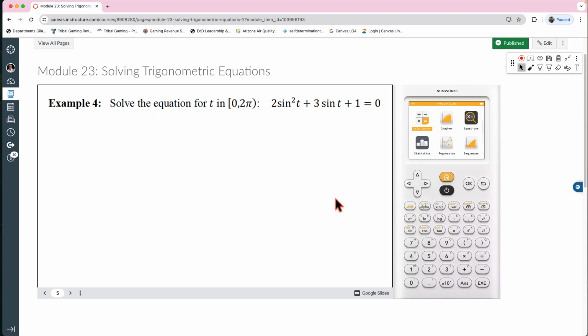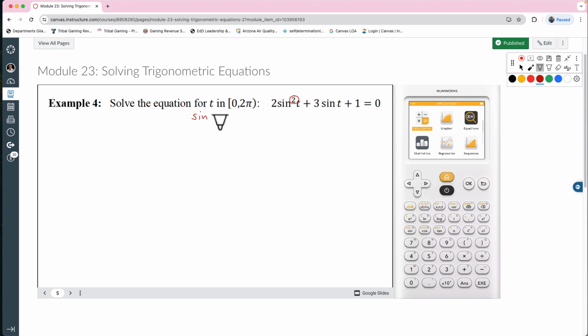So here for our example 4, what we see first off is that it looks like a quadratic type equation, right? We've got something squared, sine x squared, sine x, and there. This looks very much like a quadratic. So what we will do is we'll actually work this without trigonometry at the start. We'll just do a substitution.